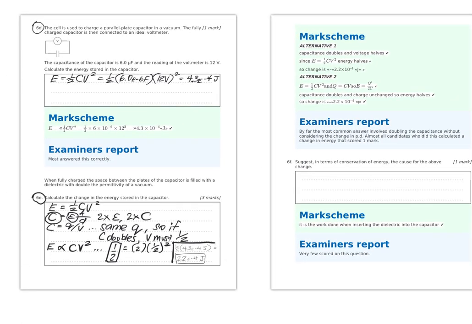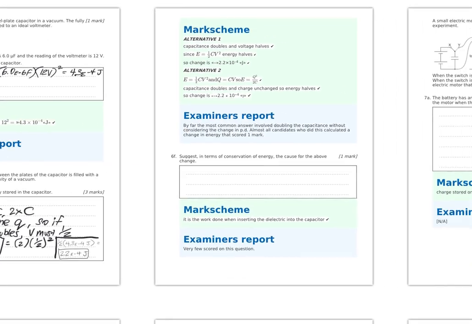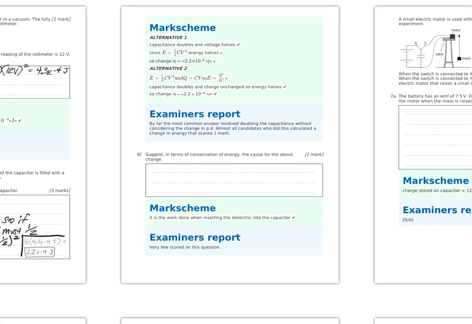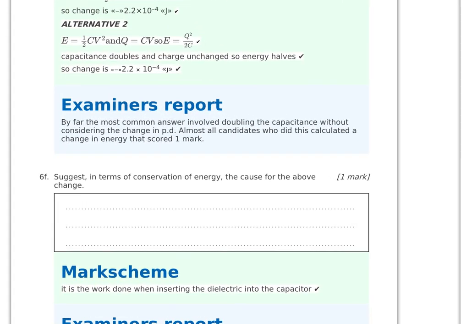Tricky with that charge and voltage. That slipped past me, but yeah, you have to consider all of the different aspects. All right. See the examiner's report: the most common answer involved doubling the capacitance without considering the change in the potential difference. And it said if you did that, you only got 1 mark out of 3. I think that's mean, but whatever.